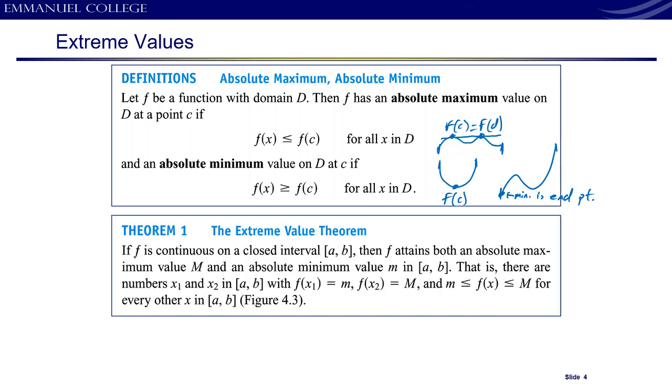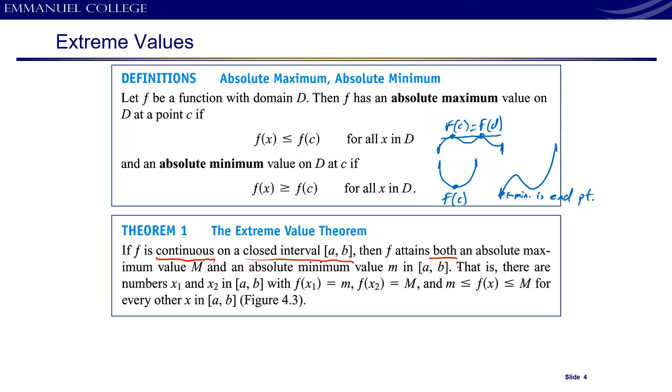All right, the extreme value theorem. Every single part of this theorem is important, and I'm going to go through and underline all the things that I mean about that. If f is continuous on a closed interval, then f attains both an absolute maximum value, which we call capital M, and an absolute minimum value, which we call lowercase m, in the interval [a, b].